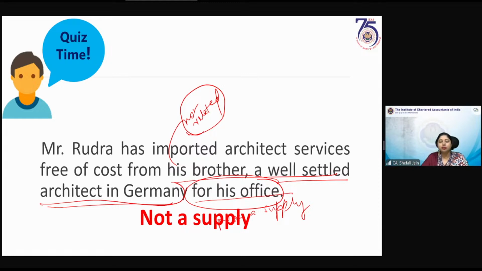Mosam is saying it is for his office. Mosam, you are right. He is importing these services for his office, but the person from whom he is taking these services is not related, because he is well settled in Germany. He is not dependent on his brother. So that fact still remains the same in this question.